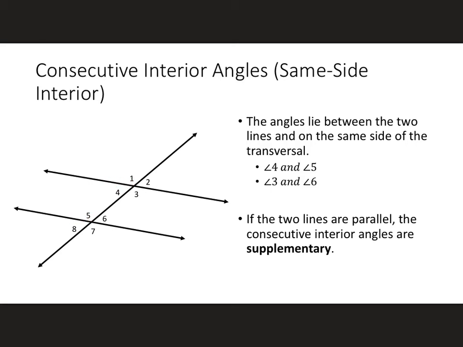Unlike the other angle pairs we have talked about, if the two lines are parallel, the consecutive interior angles are supplementary. It should be obvious that they are not congruent, considering in this diagram the two lines appear to be close to parallel, and angle 4 is acute and angle 5 is obtuse. They are not congruent, but they are supplementary as long as the lines are parallel.